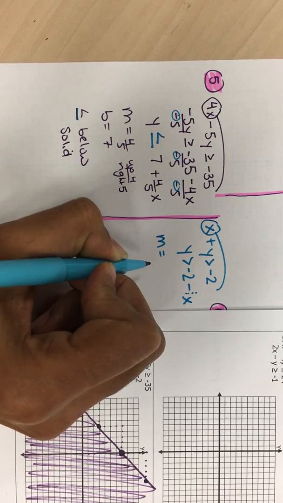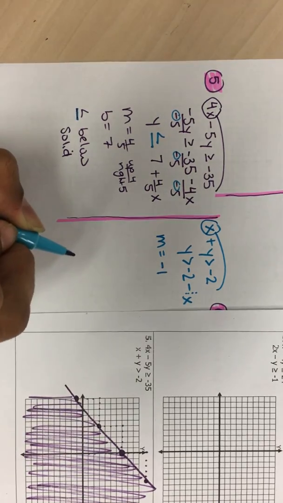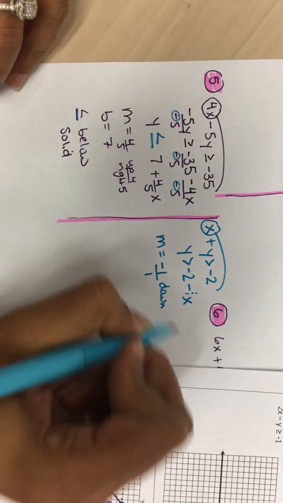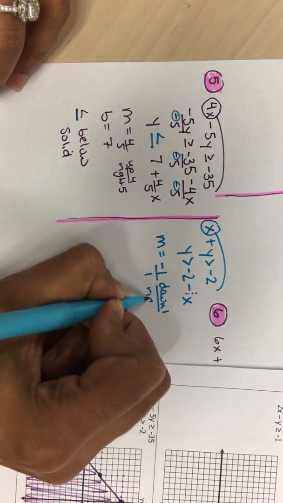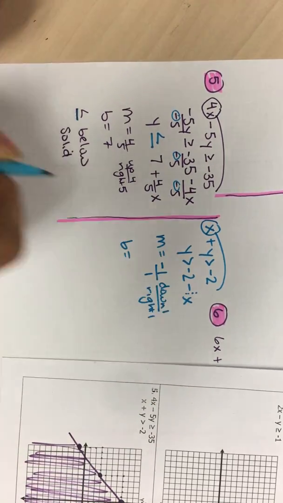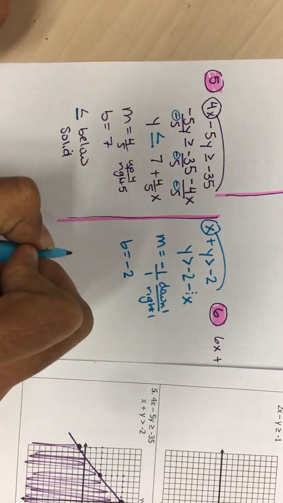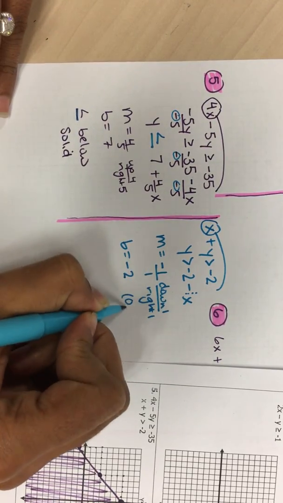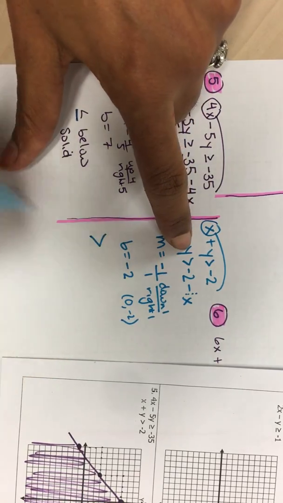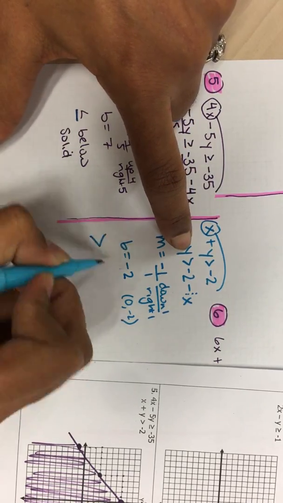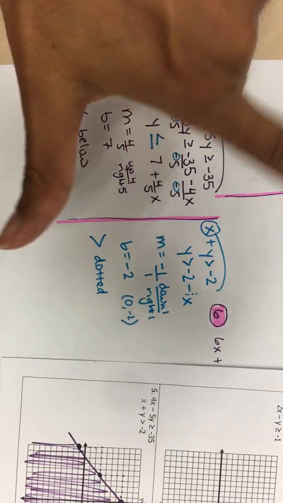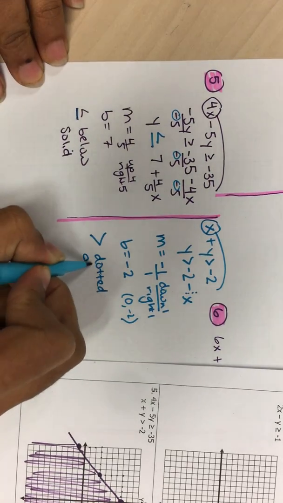M is the number attached to X. That is a -1. Oh, it's not a fraction. Now it is. This means down 1, right 1. What's my B value? The only other digit that we're working with? -2. Okay, we're going to begin there on the y-axis. Then, what does our symbol mean? It is not underlined, so it's dotted. I cannot make it with my left hand, so it must be a greater than. So we're going to shade above.